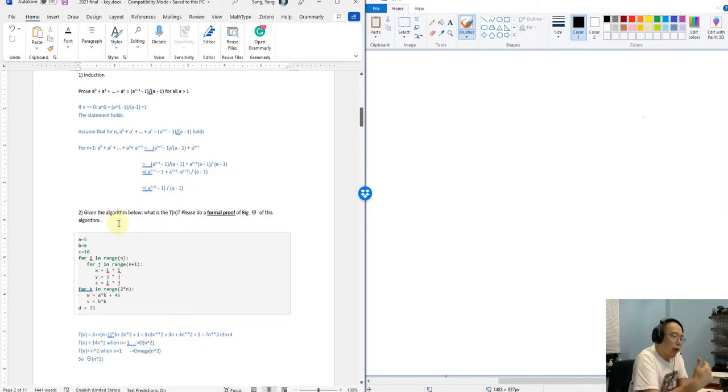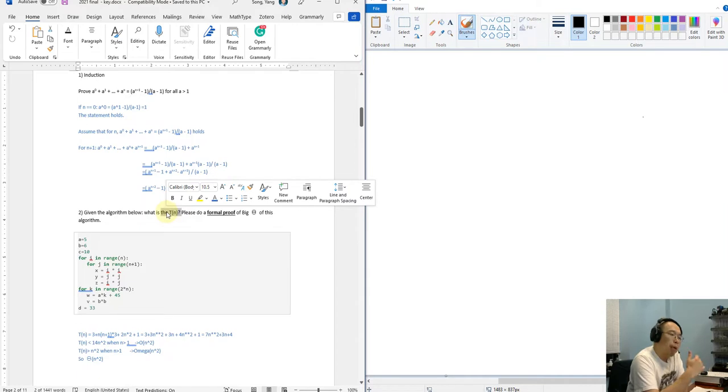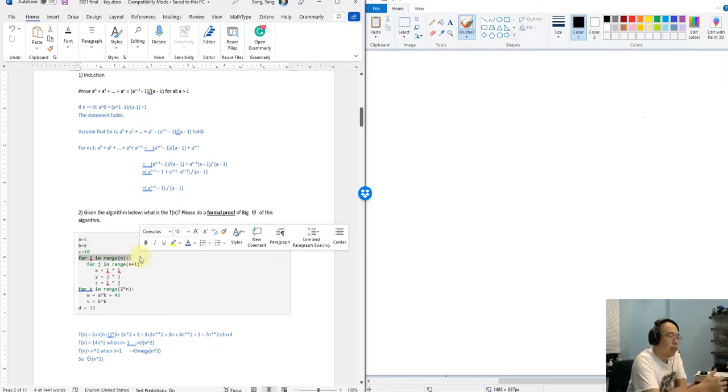So I gave you an algorithm, and I want you to figure out the Tn first. And based on your Tn, I also ask for a formal proof of the big theta. The first step is, we want to count the number of primitive steps. So those three are constant time, so 3 primitive steps. And then this is an iteration for n rounds.